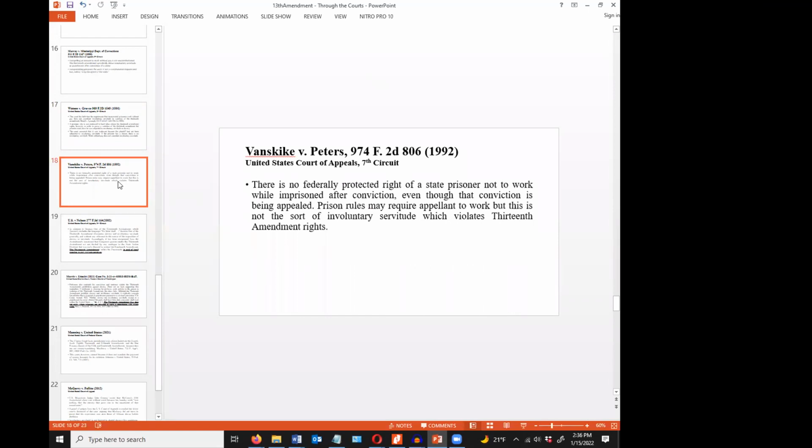So next came this case, Vance Kike versus Peters. This is 1992, U.S. Court of Appeals, the Seventh Circuit. The court said that there is no federally protected right of a state prisoner not to work while imprisoned after conviction, even though that conviction is being appealed. Prison rules may require appellant to work, but this is not the sort of involuntary servitude which violates 13th Amendment rights. And again, within the case, they said the same thing: Congress has the authority to do something about it.